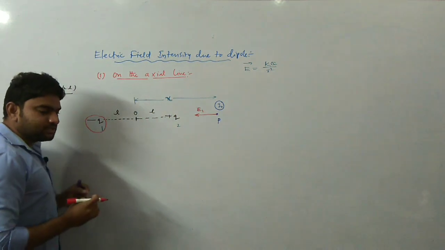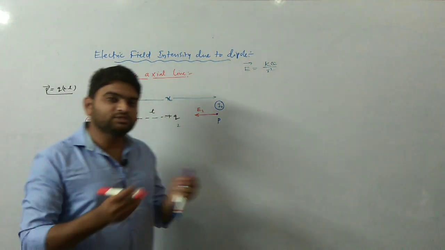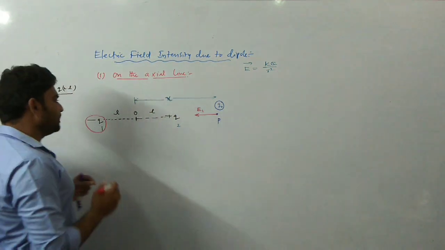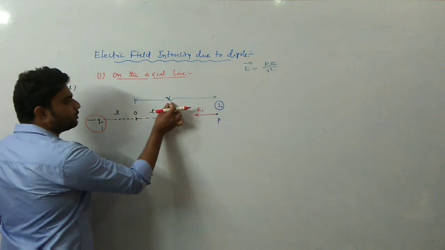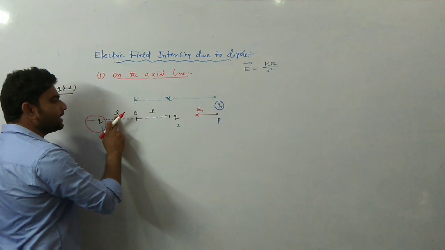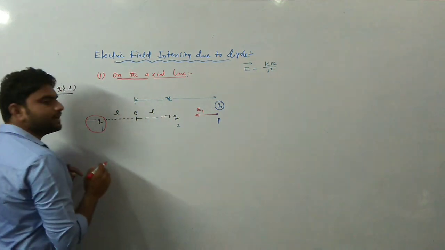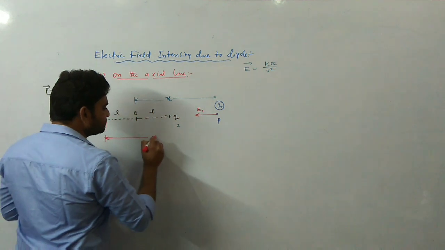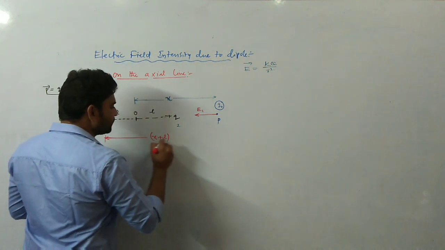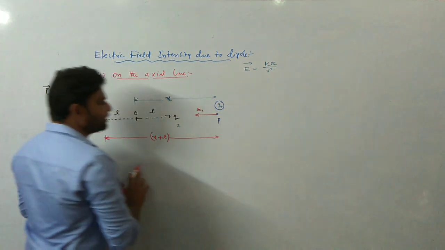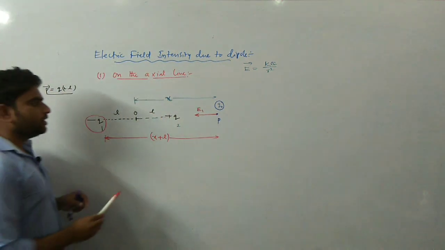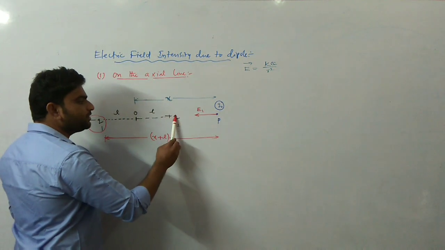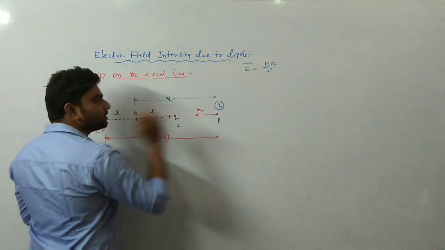Now my intention is to calculate at how much distance it is placed. You already know this is x and this is L, so the total length will be x plus L, from here to this particular point. Similarly, due to the positive charge, we need to find out the intensity at this particular point.